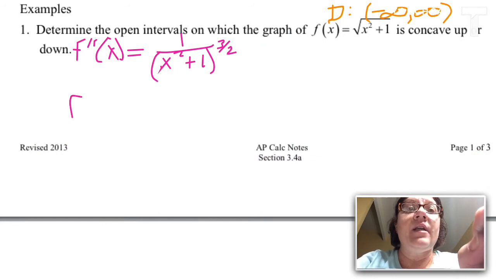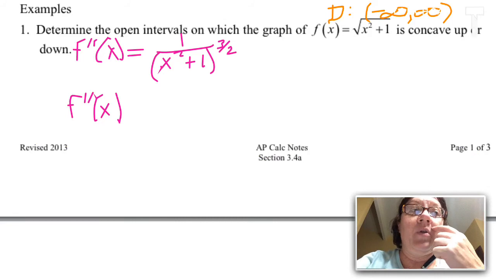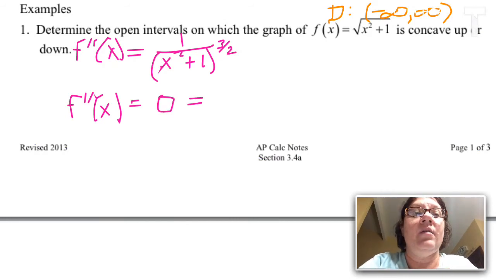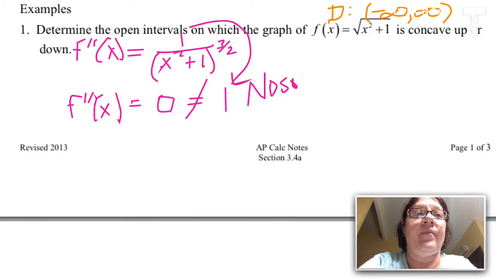So if I try to set it equal to 0, remember anytime I have a fraction, really that's like setting the top equal to 0, because the only way a fraction will equal 0 is if the top is 0. So I end up with the numerator equaling 0. Well, that's not true. 1 doesn't equal 0, right? There's my numerator. So that's a no solution. So that fraction is never going to be 0.